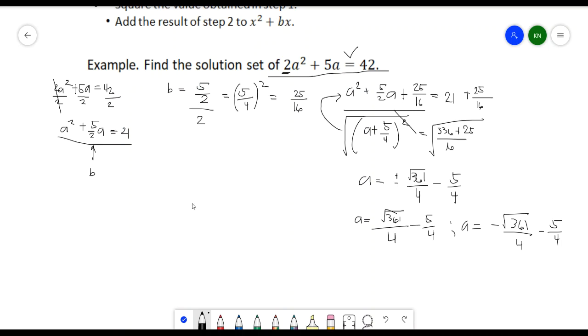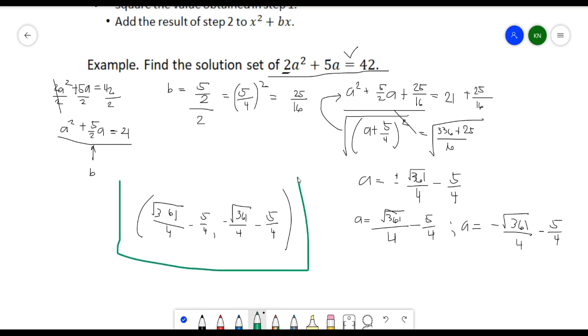So our solution set is square root of 361 all over 4 minus 5 over 4 and negative square root of 361 over 4 minus 5 over 4. So this is now the solution set of our equation. But if you can still simplify this and it yields a fraction answer, then you can do so. But for me, it's fine for now.